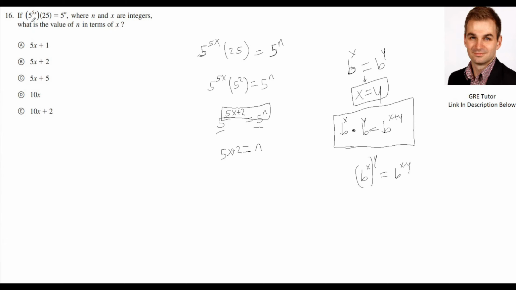Now that we know that, what is the question then? What is the value of n in terms of x? Actually, we already solved for it. So n in terms of x is 5x plus 2. And is that one of our answers? Yes, it is. That is letter B.